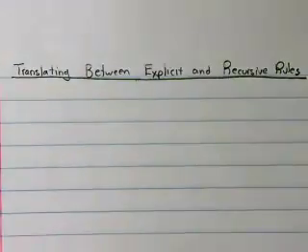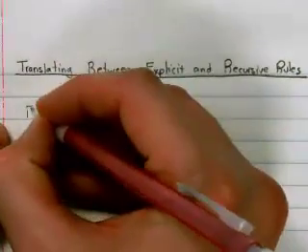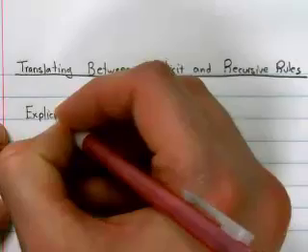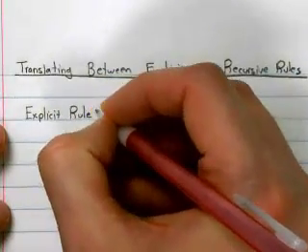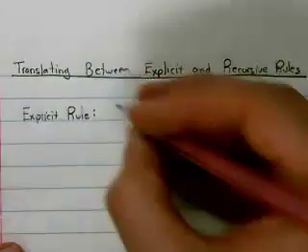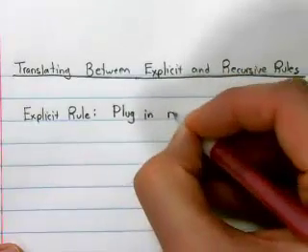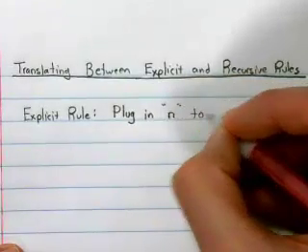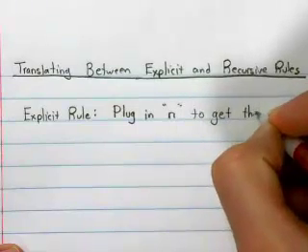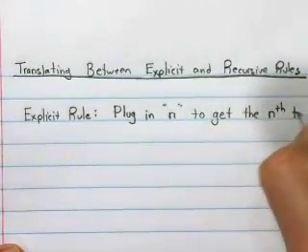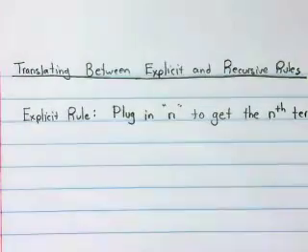A recursive rule and an explicit rule. Explicit rules are what you've been doing so far. An explicit rule is one where you plug in n to get the term. These are actually pretty powerful because if I wanted to know the 500th term in a sequence, all I'd have to do is take 500, plug it in for n, and I'd get it.